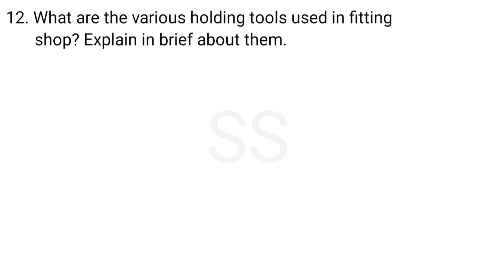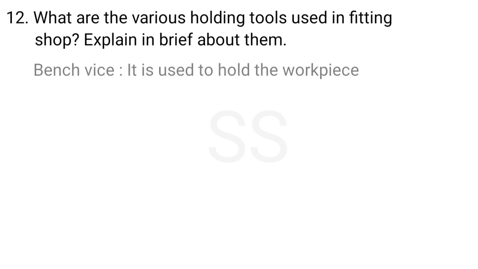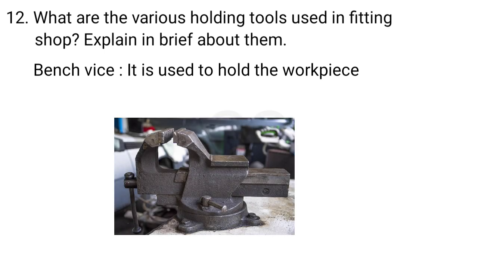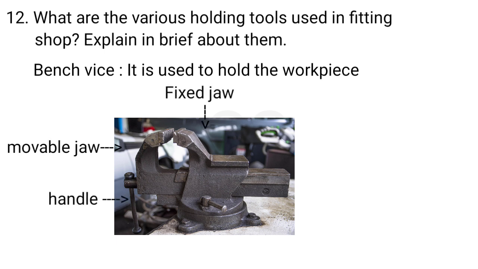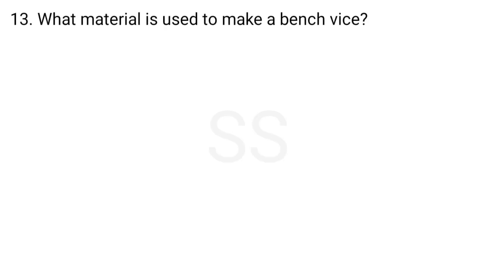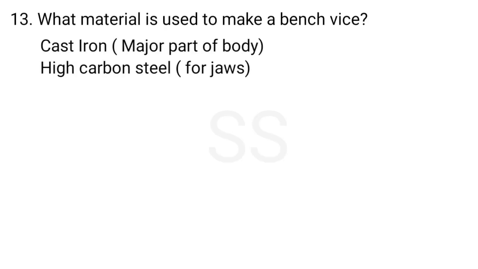What are the various holding tools used in fitting shop? Explain in brief about them. We have used bench vise in fitting shop. Bench vise is used to hold the workpiece. It contains a movable jaw and a fixed jaw. It also contains a handle, which is connected through spindle. What material is used to make a bench vise? The body of bench vise is made up of cast iron, while the jaws, that is movable jaw and fixed jaw, as we talked earlier, are made up of high-carbon steel.